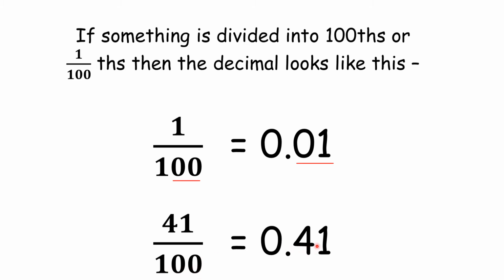Now if we have another number, 41 over 100, again we are having two zeros over here, so we will firstly write 41, then we will count the number of zeros. Here we have two zeros. So we will leave two numbers, which is now 1 and 4. We already have two numbers, so there is no need to add 0 like we have added here. So leave these two numbers and put a decimal, so it is 0.41.